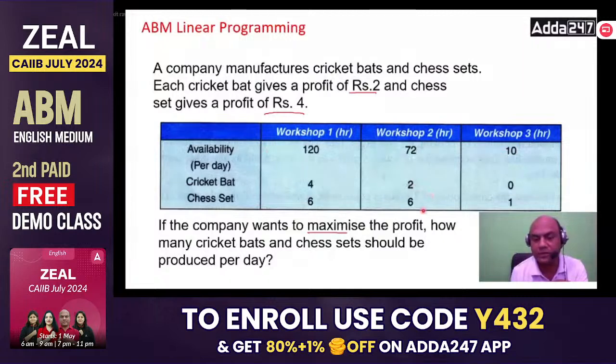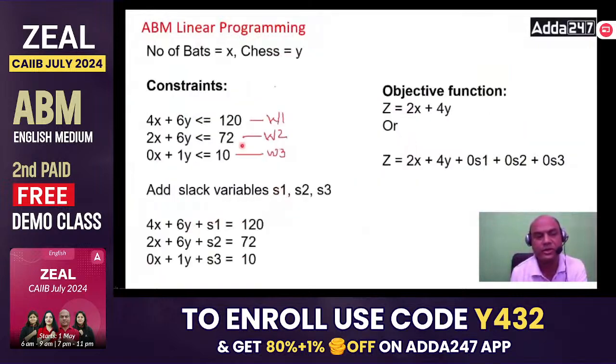So we have to adjust everything in that only. 2x plus 6y is less than or equal to 72. So similarly over here, 2x plus 6y is less than or equal to 72. And the last one, 0x plus 1y less than or equal to 10. Okay. So these are the basic equations.